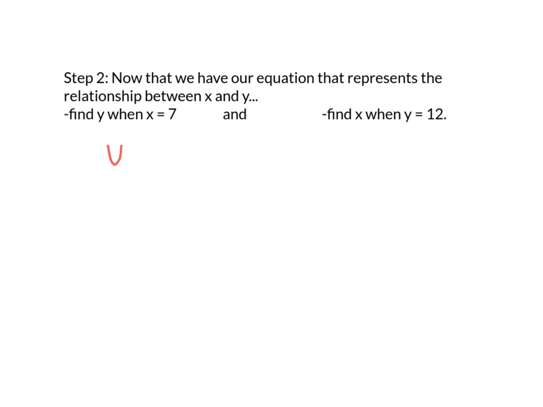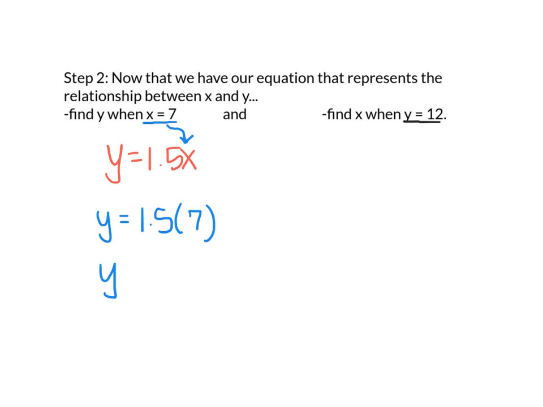Now that we have our equation of y is equal to 1.5x, we will write a new equation that represents the relationship between x and y. So what we'll be able to do is find y when x is equal to 7, and find x when y is equal to 12. Here we go. For the first one, we're going to take x and plug it in where the x is. So y is equal to 1.5 times x, which is 7. 1.5 times 7 is 10.5, so y is equal to 10.5.